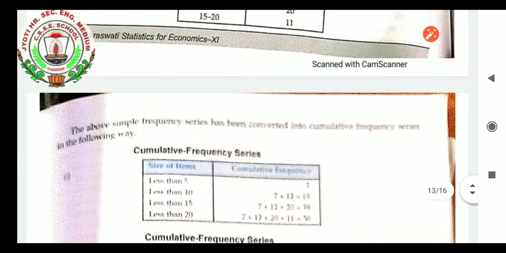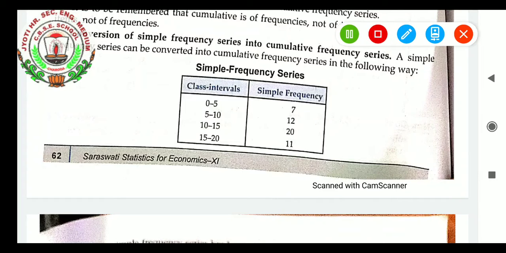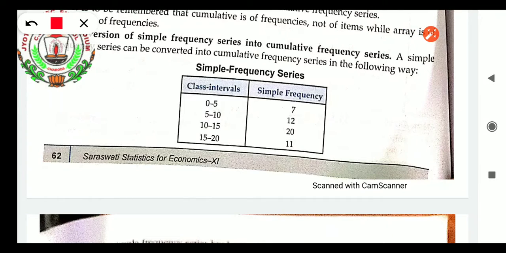If we want to have the cumulative frequency, how will we do it? This is the simple frequency distribution, and we have to take the cumulative. So for 0 to 5, the frequency will be 7. Next class, 0 to 10, it will be 7 plus 12, which comes to 19. For the next class, 20 plus 19 comes to 39. Then we add 11 and it becomes 40. Then it will become 50. So this is the way we get the cumulative frequency, students.